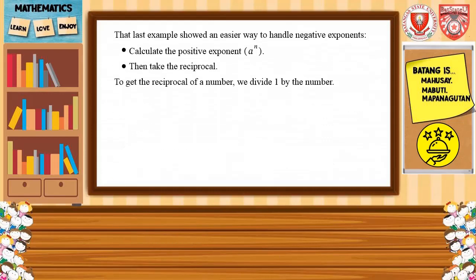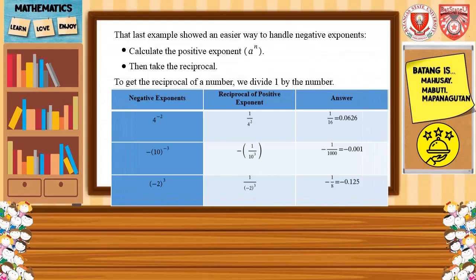That last example shows an easier way to handle negative exponent. First, we have to calculate the positive exponent, a raised to n, then take the reciprocal. To get the reciprocal of a number, we divide 1 by the number. Here are the other examples and the given reciprocal of the positive exponent and the given answer.